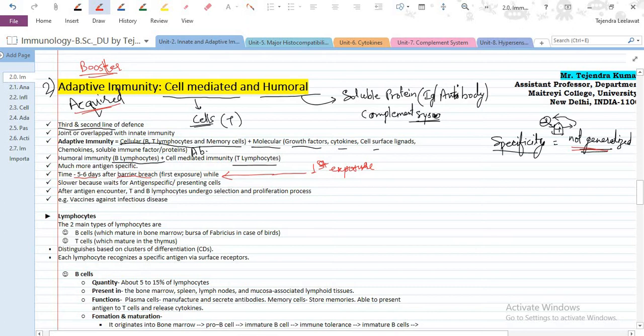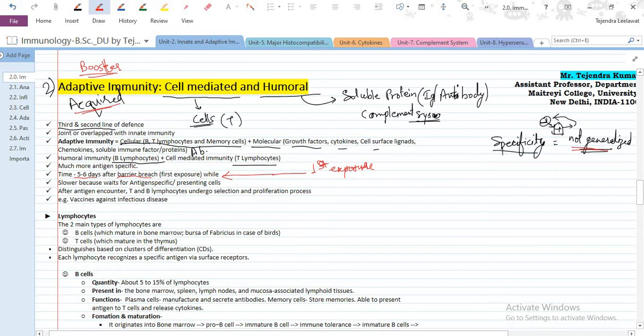Whenever the pathogen is exposed to our body a second time, our immune system is already ready, because in the first exposure, when the pathogen is exposed to our cells, they start proliferating and dividing. At that time they also make some memory cells, and these memory cells help in the second exposure, or we can say the second response.